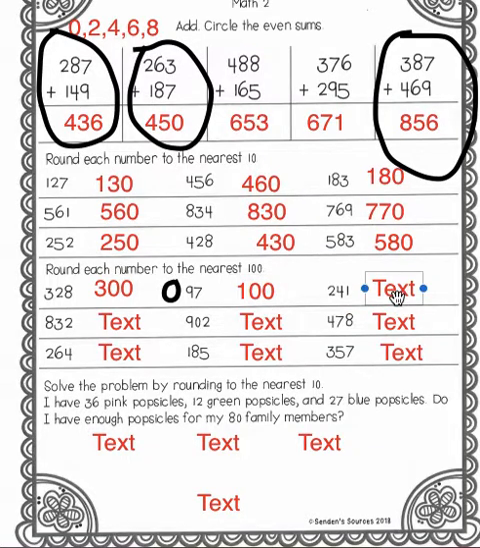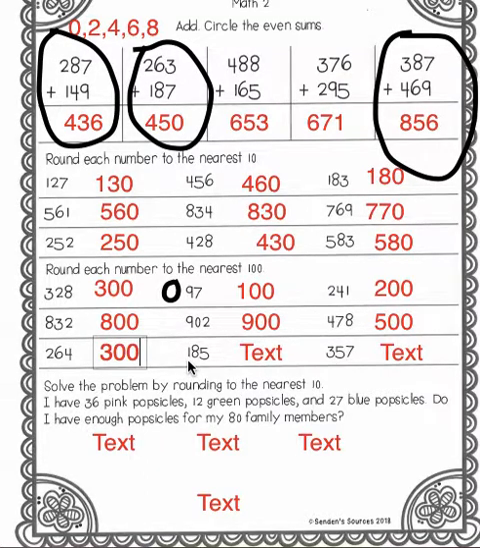241, we have a 2 in the hundreds place and a 4 in the tens place. This will be 200. 832, we have an 8 in the hundreds place and a 3 in the tens place. This will be 800. 902, we have a 9 in the hundreds place and a 0 in the tens place. This will be 900. 478, we have a 4 in the hundreds place and a 7 in the tens place. This will be 500. 264, we have a 2 in the hundreds place and a 6 in the tens place. This will be 300.